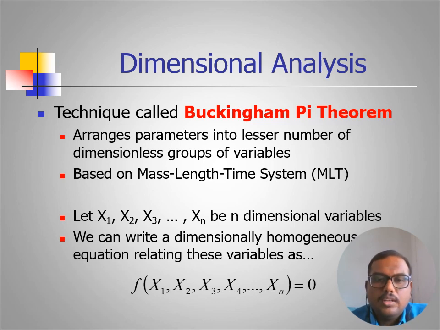In this technique, some arrangements have to be made. What are the arrangements or assumptions that have to be made in this Buckingham Pi theorem? We need to know them before solving a dimension problem. In this technique, we need to arrange parameters into a lesser number of dimensionless groups of variables.